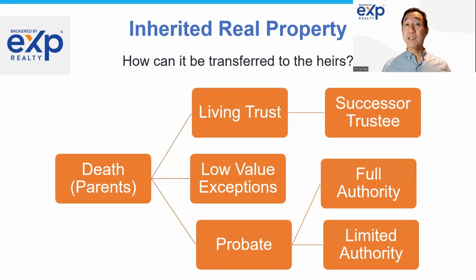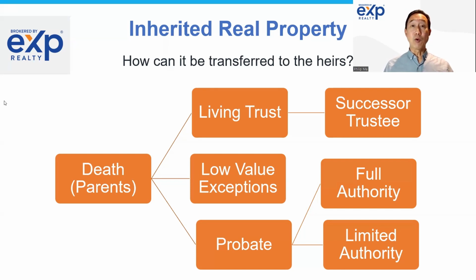Now, statistically in the United States, less than 50% of adults have any kind of estate plan. If there is no living trust, then the estate will probably have to go through the probate process. However, there are some what I call low value exceptions to having to go through probate. And I'm going to go through those in more detail on the next slide.